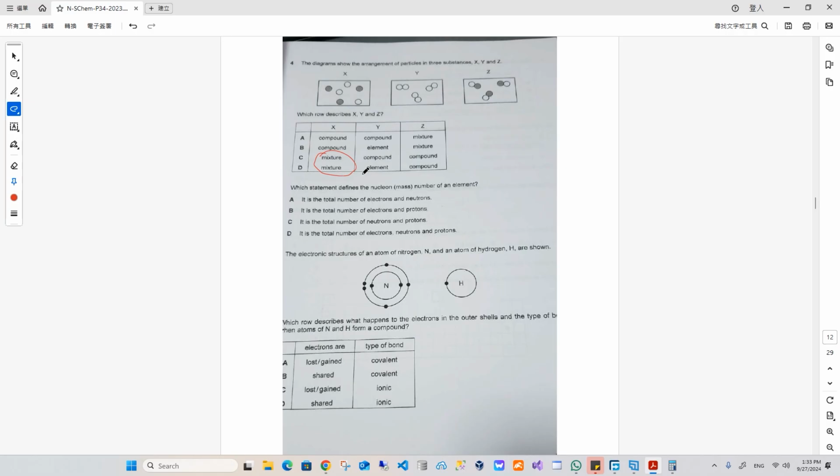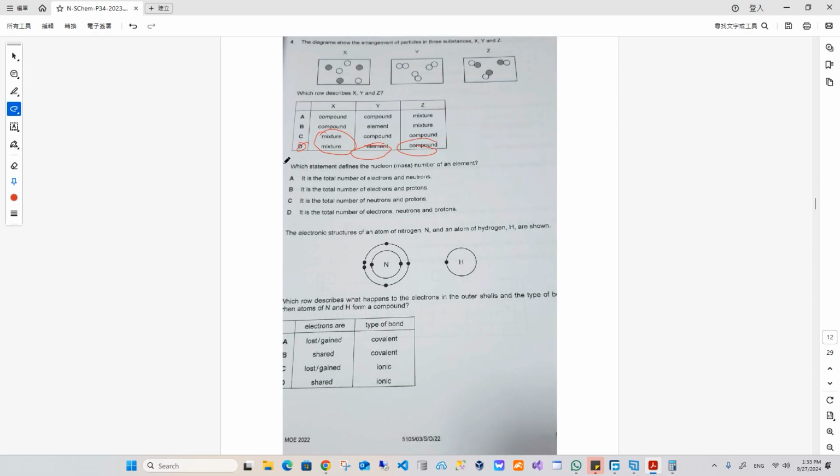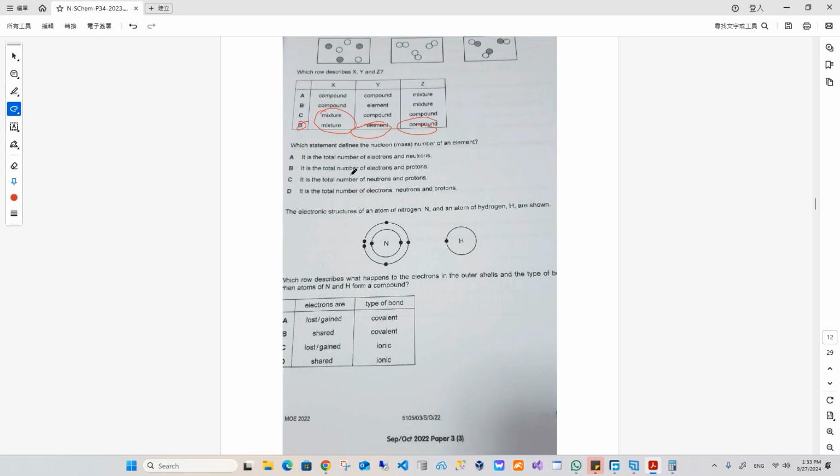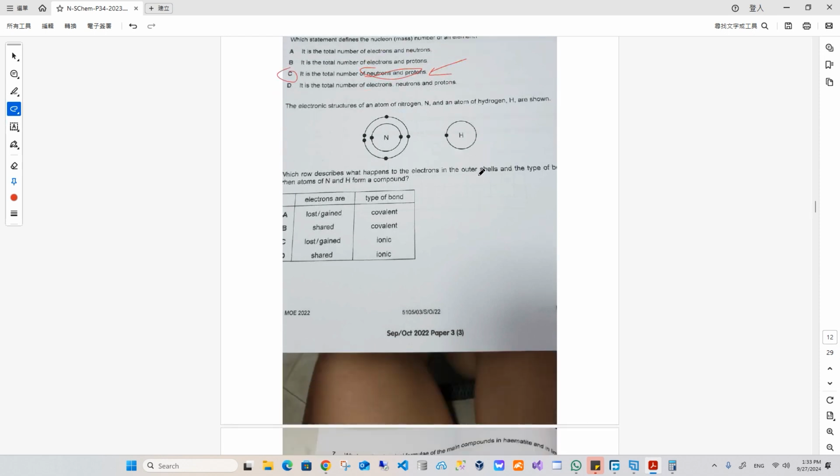The second one seems to be an element, because it is the same kind of particle, right? So the third one is a compound. So the answer is D. Which statement defines the nucleon's mass number of elements, number of protons, neutrons? Wow, this simple concept, I got two questions asked on this. So this is very simple. Don't waste it.